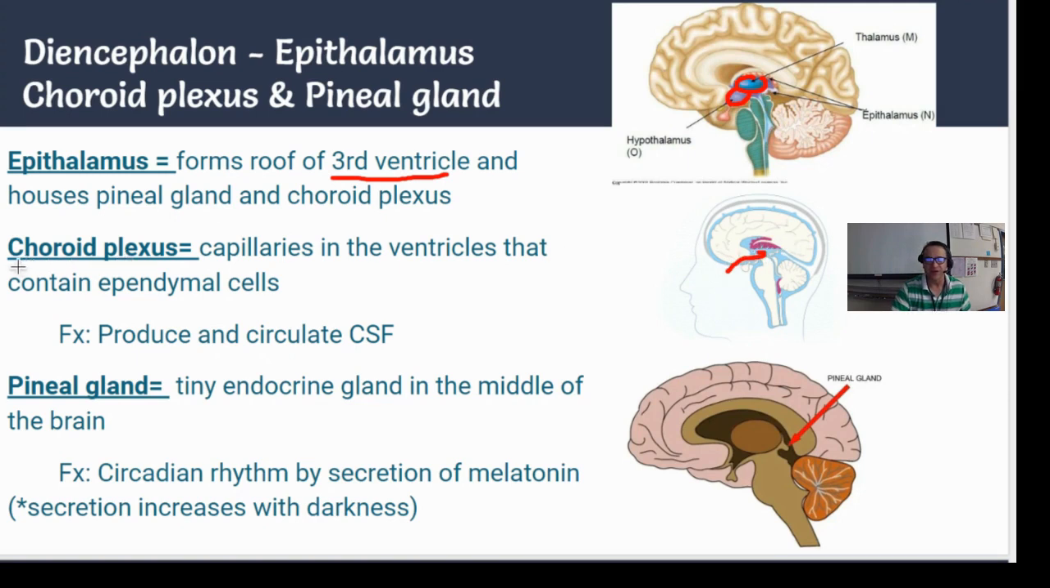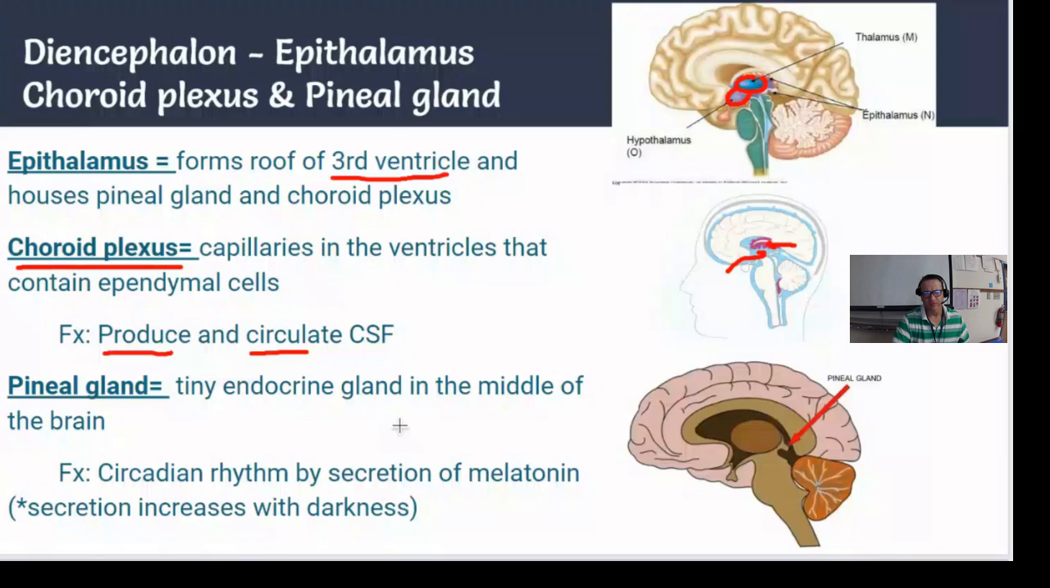Now, there's a structure called the choroid plexus, and that's right here in purple. The capillaries and the ventricles contain ependymal cells. And it's those ependymal cells in the choroid plexus that produce and circulate CSF, or cerebrospinal fluid. And remember, the cerebrospinal fluid helps to protect the brain because the brain is basically floating inside of cerebrospinal fluid. It also provides the nutrients that the brain needs, the glucose, sugar, the oxygen. It's also how the brain gets rid of waste like carbon dioxide.